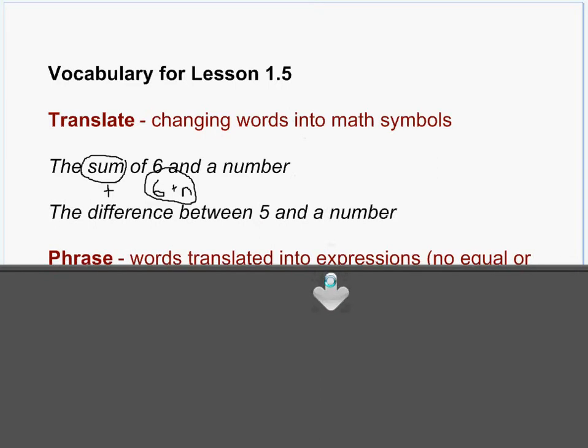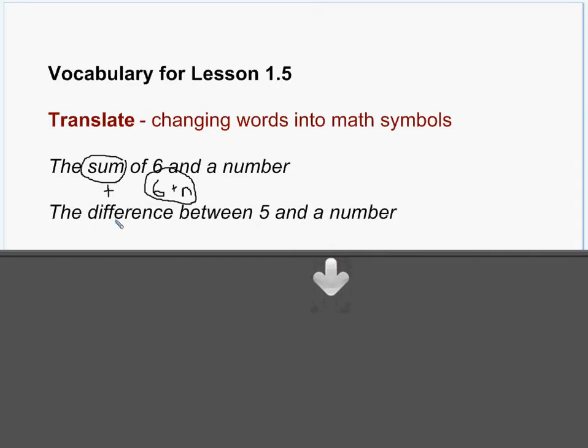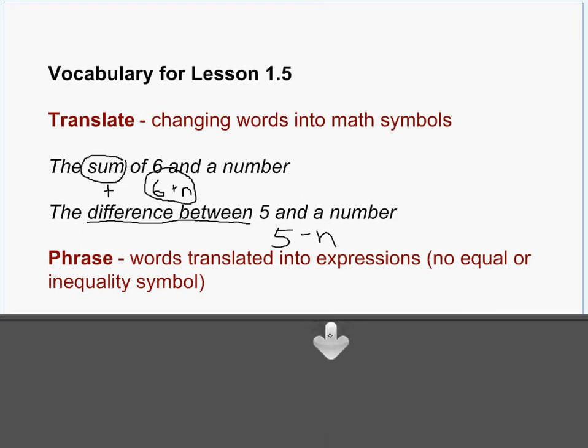Okay? Let's go ahead and look at the next example we have here. The next example we have is the difference between 5 and a number. Okay, so we have the difference between. So that means subtraction. So we have 5 minus n. Okay, so that's all translate means, is that instead of having words, I'm going to have numbers, variables, and operations.